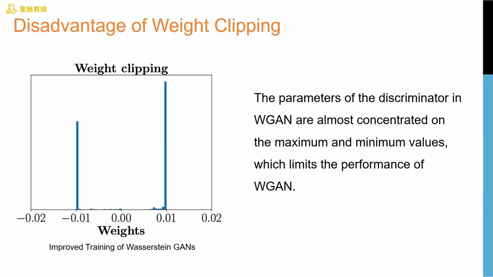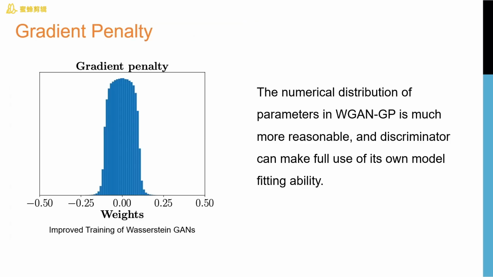The authors of WGAN-GP verified by experiment that the parameters of the discriminator in WGAN, shown in the figure below, are almost concentrated on the maximum and minimum values, which means each node in the net is just a binary classifier, which limits the performance of WGAN.